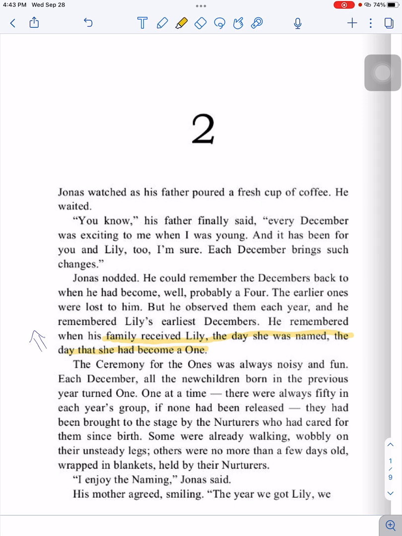Okay, so here we learn a little bit about their age groups. So all the new children born each year, when December comes around, they all become a 1. So regardless of if they were born at the beginning of the year, the middle of the year, or the end of the year, that doesn't matter, because in December they all turn 1.